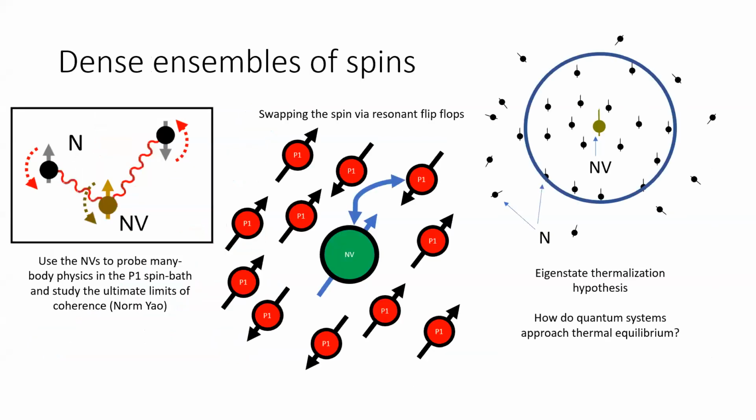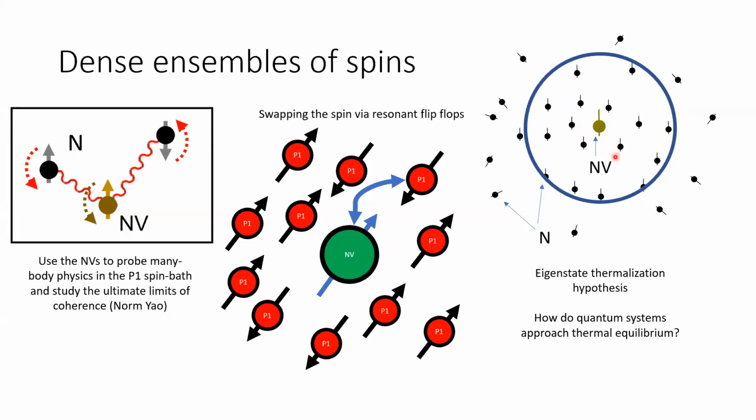So why someone might want to do this is related to our work with Norm Yao. So what we're doing is coupling the NV center to nearby P1 centers using microwaves. And so if they're tuned on resonance, what you could imagine doing is pumping your NV into spin up, waiting some time for that spin to swap with a nearby P1, and then repeating it. And if you just do this enough times, the spins are going to start to diffuse out from the NV center, creating a soft shell of spin polarized nitrogens surrounding this NV center.